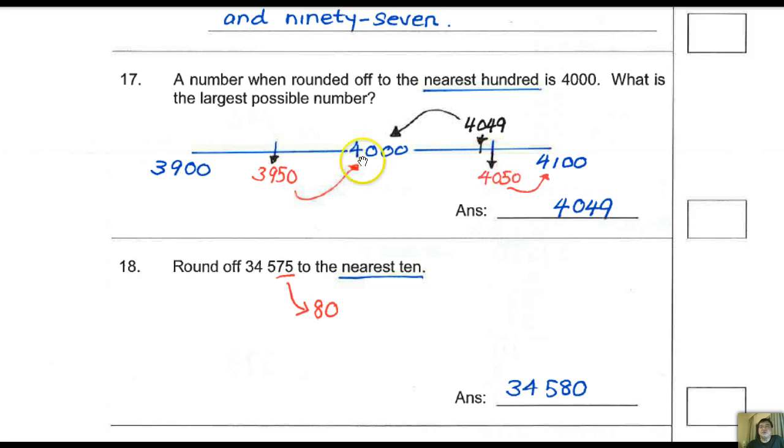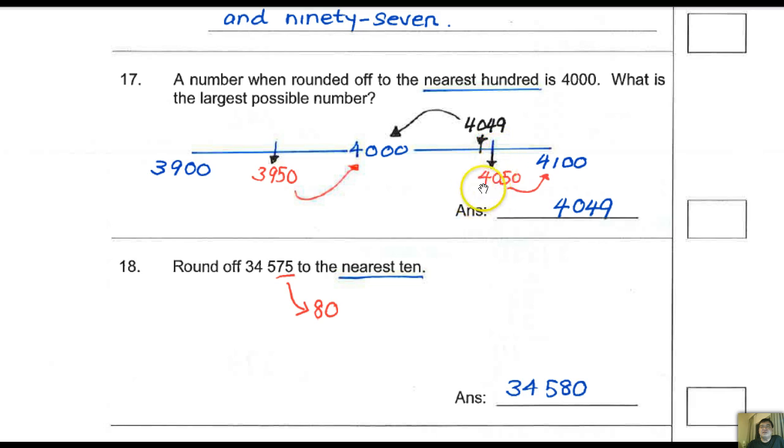Draw the midpoint over here. Midpoint means half between 3900 and 4000, which is 3950. On the other side, 4050. Now take a look. This is what you've learned: 3950 you can't round down. It is the smallest number which can be rounded up and must be rounded up to 4000. If it's 3949, it will be rounded down to 3900. So this is the smallest possible number rounded up here.